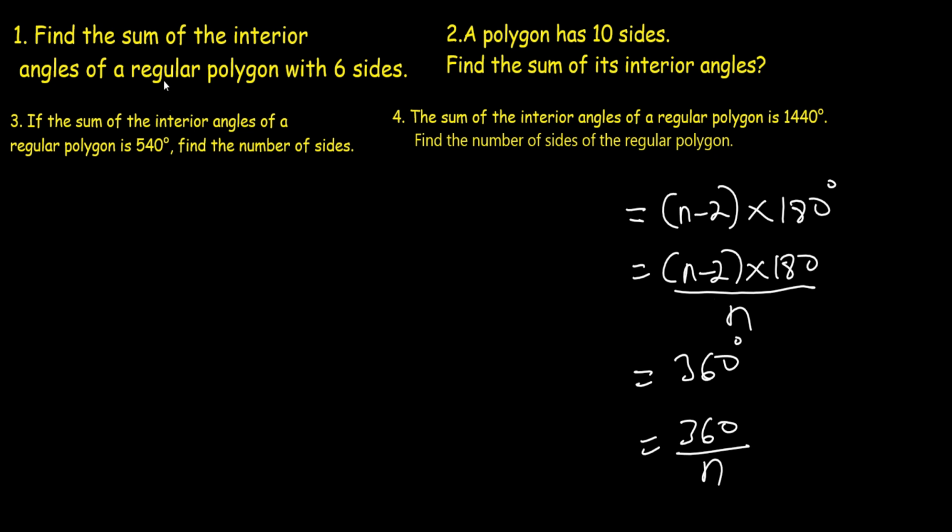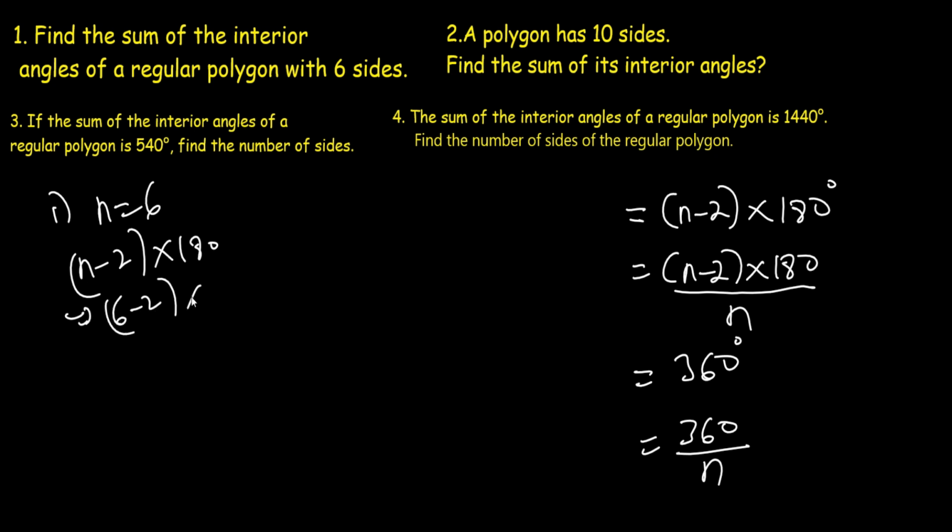The first one says we should find the sum of the interior angles of a regular polygon with six sides, which means the number of sides is 6, and the formula is n minus 2 times 180. So we place the 6 over here: 6 minus 2 times 180. Now 6 minus 2 is 4, so 4 times 180 will give you 720 degrees.